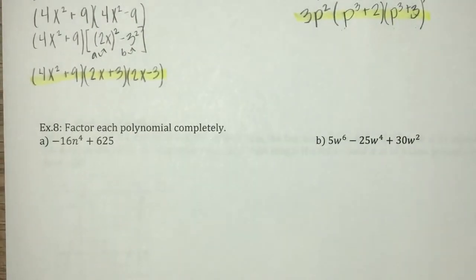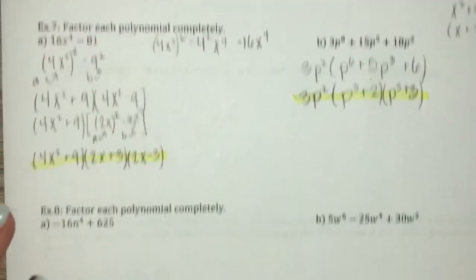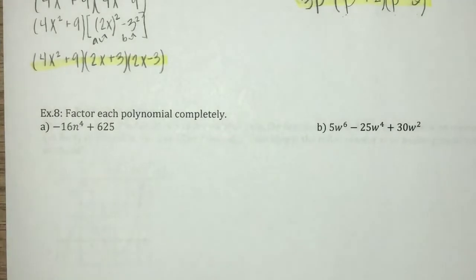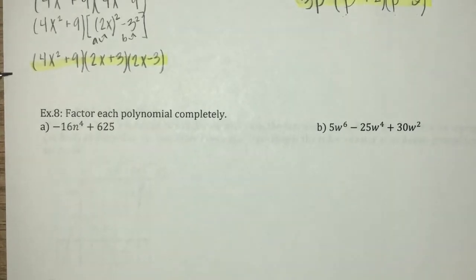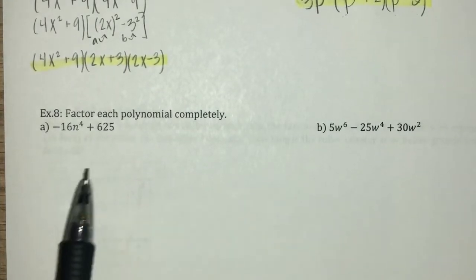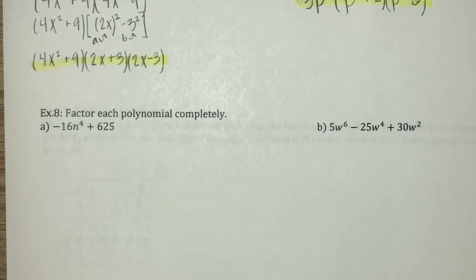And then for example 8, same thing, it's based off these ones, so if you want to pause it here, you can. So factor each polynomial completely, negative 16n to the 4th plus 625. So we have 2 terms here, but we have a sum, so there's no pattern for a sum of 2 squares, but we can factor out a negative to make it a difference because of this negative 16n to the 4th. We can check to see if there's anything else we can divide, but 625 isn't even, so there's really no number that is a common factor.